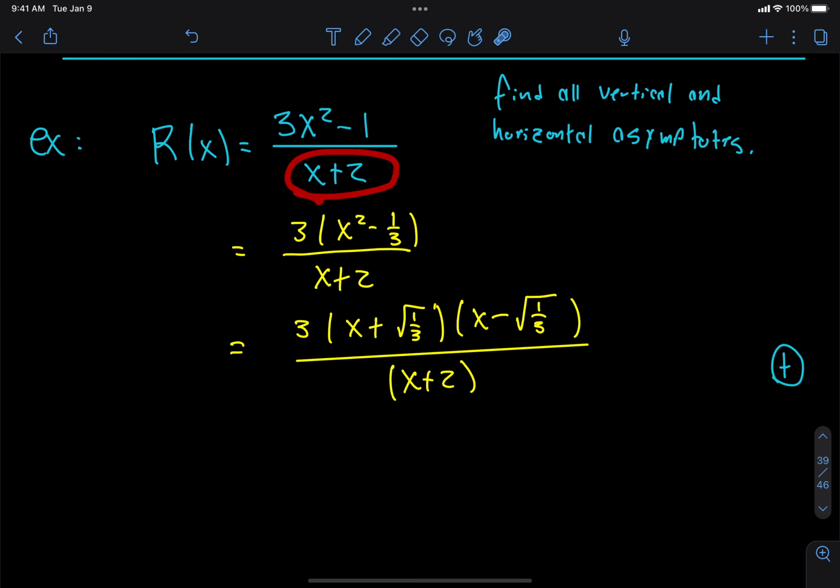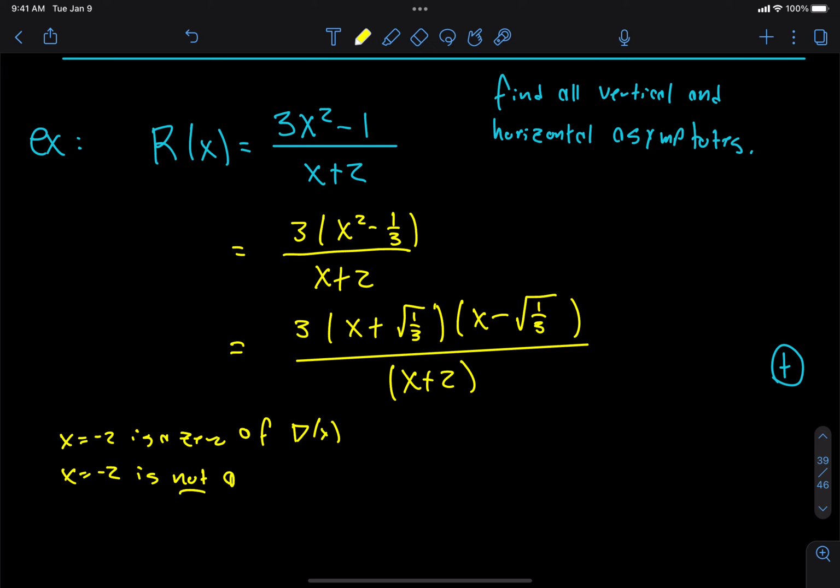So if I want to find all of the vertical asymptotes for this function, I say, well, -2 is probably a candidate. But I also need to make sure that the numerator is not 0 when x is -2. And I can see that it won't be, because none of these terms will be 0. If I plug in -2 here as well, you'd get 12 minus 1. That's not 0. So x equals -2 is a 0 of d of x, the denominator, and x equals -2 is not a 0 of the numerator. These two things together mean x equals -2 is a vertical asymptote.